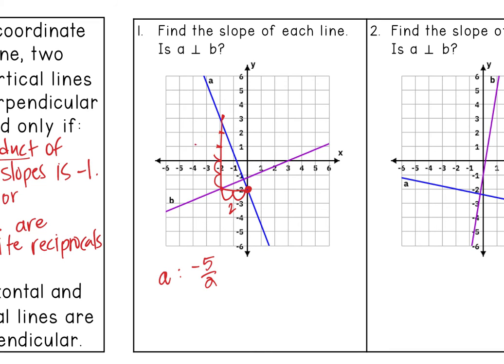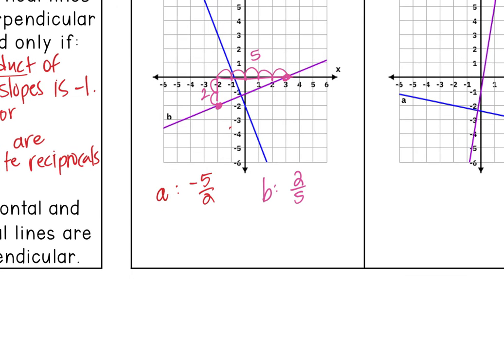Okay, I'm going to erase that because I don't want to get confused. So now I want to do line B. So we need 2 points. Looks like -2, 2. And then the x-intercept at 3, 0. So reading left to right, going up 2, 1, 2, 3, 4, 5, and 5 across. So the slope of this one is 2 over 5.